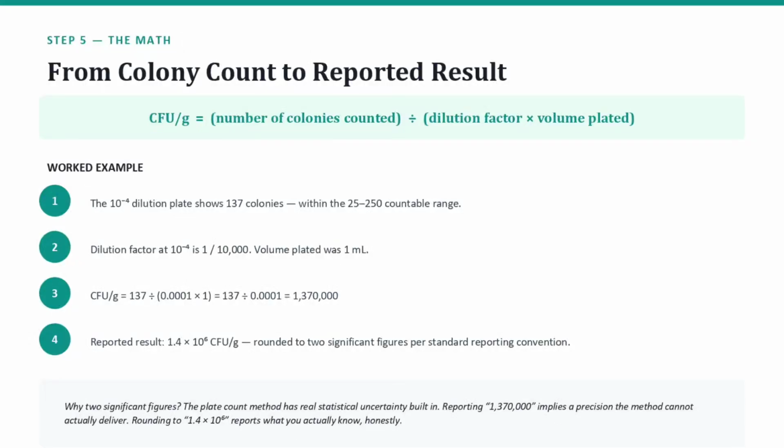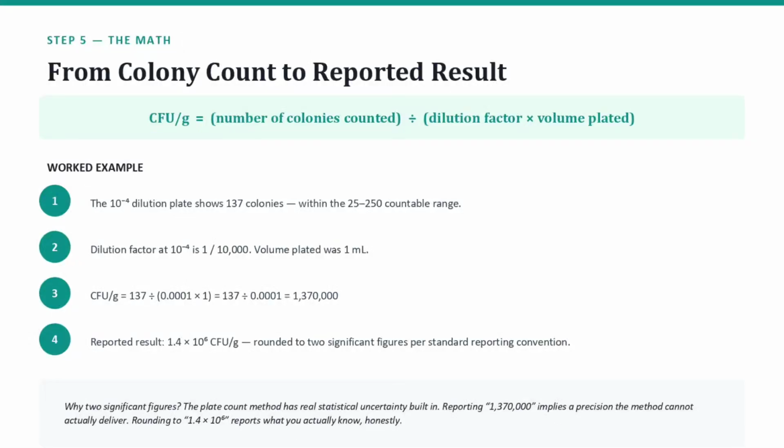Step 1. The dilution factor at 10 to the negative 4 is 1 divided by 10,000. The volume plated was 1 milliliter. Step 2. CFU per gram equals 137 divided by 0.0001 times 1, which equals 137 divided by 0.0001, which equals 1,370,000. Step 3. The reported result is 1.4 times 10 to the 6th CFU per gram. Rounded to two significant figures, following standard reporting convention.